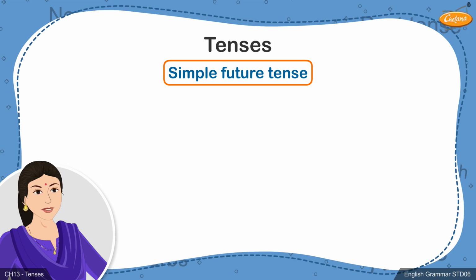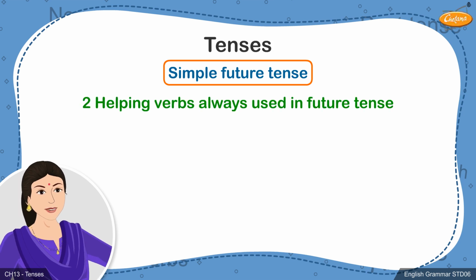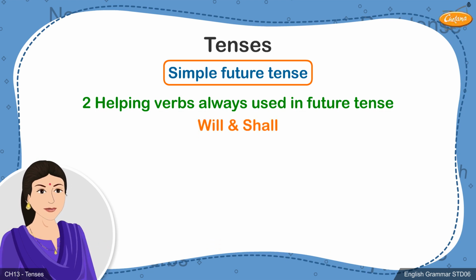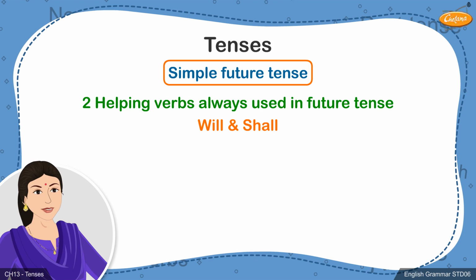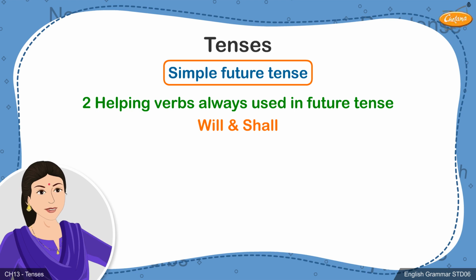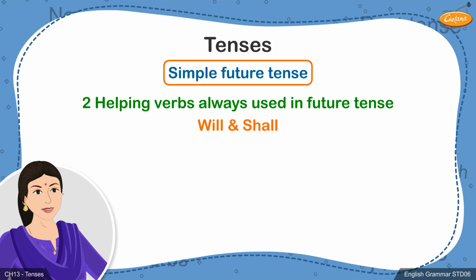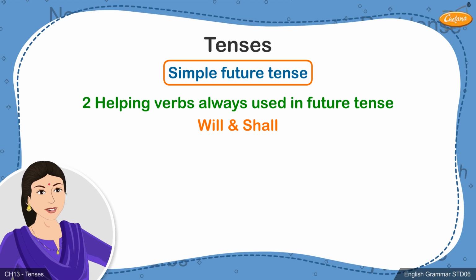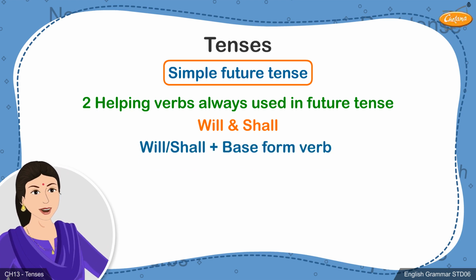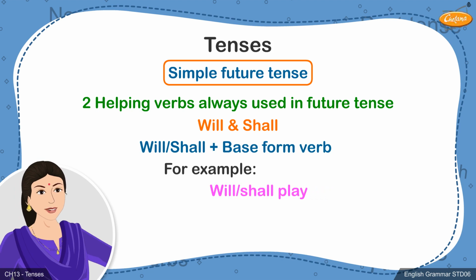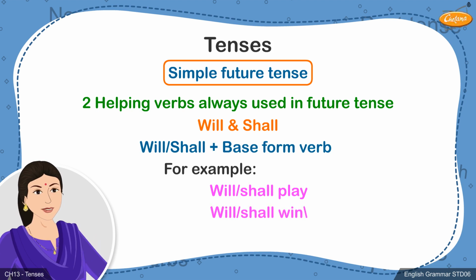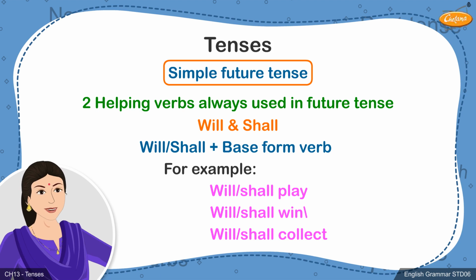Students, you must remember that there are 2 helping verbs that are always used in future tense: will and shall. Irrespective of its aspects, any future tense verb will consist of either will or shall as the helping verb. A simple future tense verb is formed by combining will or shall with a base form verb. Therefore, we have will or shall plus base form verb. For example, will or shall play, will or shall win, will or shall collect.